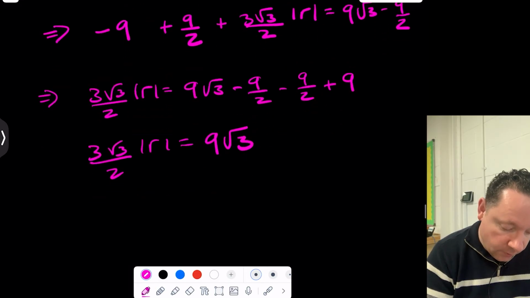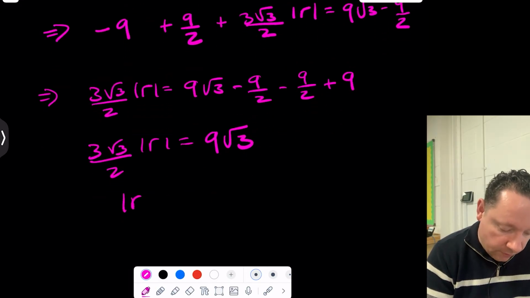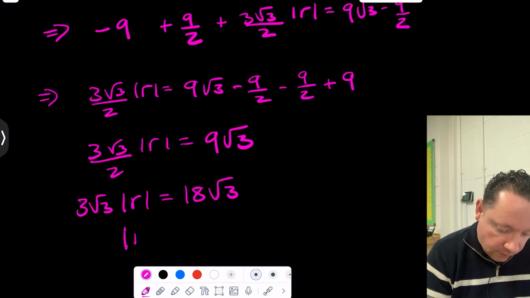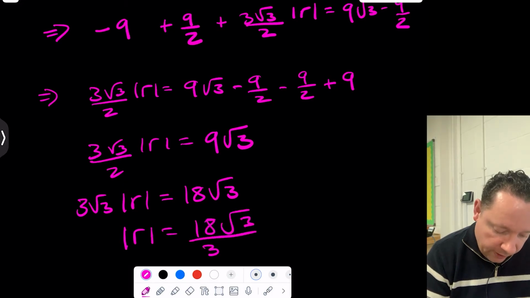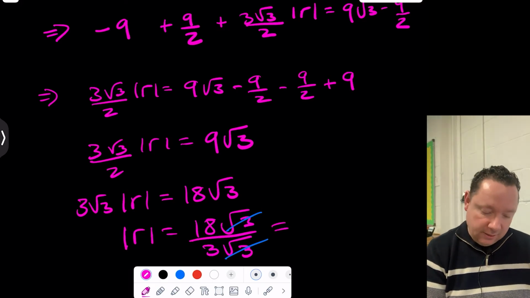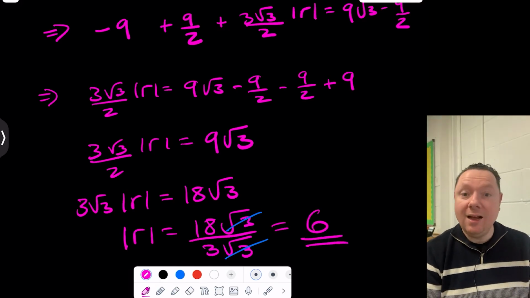So now we can just times both sides by 2 to get the size of R times 3 root 3 equals 9 times 2 is 18 root 3. So the size of R is 18 root 3 divided by 3 root 3. So that means that the root 3's cancelled, leaving 18 divided by 3. 3 sixes is 18, so the size of R is 6, and we're done there.